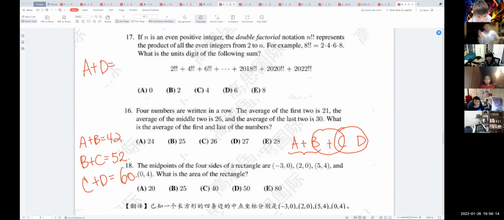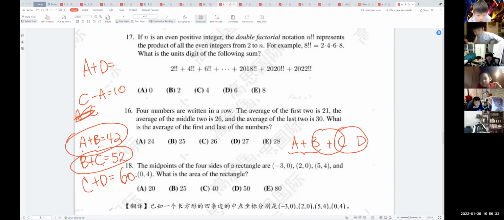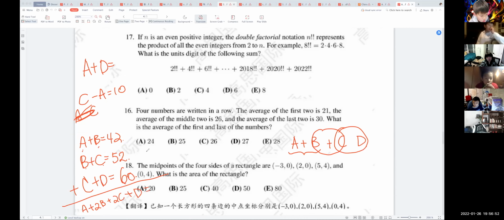Right? So how do we do this? Very easy. A plus B minus B plus C. So C minus A equals 10, because this one minus this one equals C minus A, right? And if I have this one, so C minus A equals 10. Oh, sorry, wrong thing. So I should add them all together. So plus them all together equals A plus 2B plus 2C plus D equals 94 plus 60 equals 154.